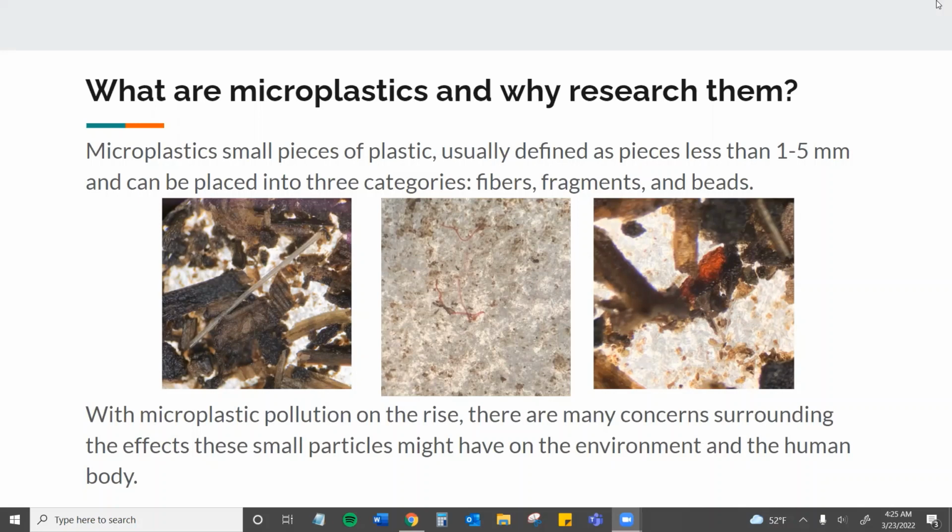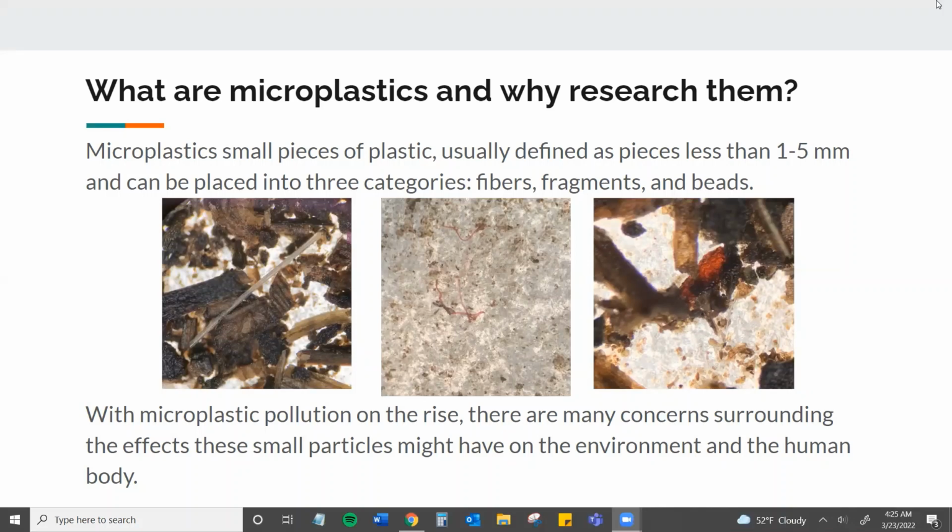Fibers are extremely thin and long, should be a consistent thickness, not tapered at the ends, and should be clear or one solid color. Whereas fragments can be irregular in shape with sharp or jagged edges, and beads are round colored or clear pieces. So the 3 photos below are pictures of microplastics found within the soil samples I studied.